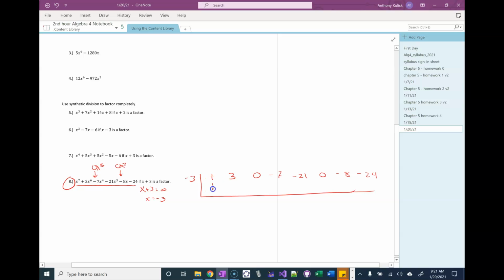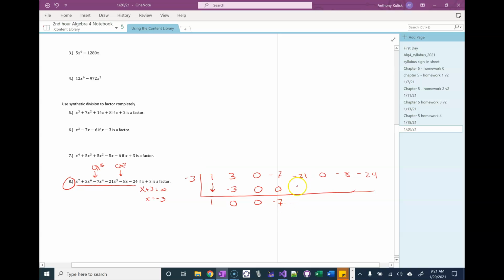So the first step in synthetic division is we take that first number and write it underneath. And now from here on out, we're going to take the number on the outside, multiply it by the number on the bottom, write it in the next empty spot, and add down. So -3 times 1 is -3. And then I add down, 3 plus -3 is 0. -3 times 0 is 0. Add down, I get 0. -3 times 0 is 0. I add down, I get -7.